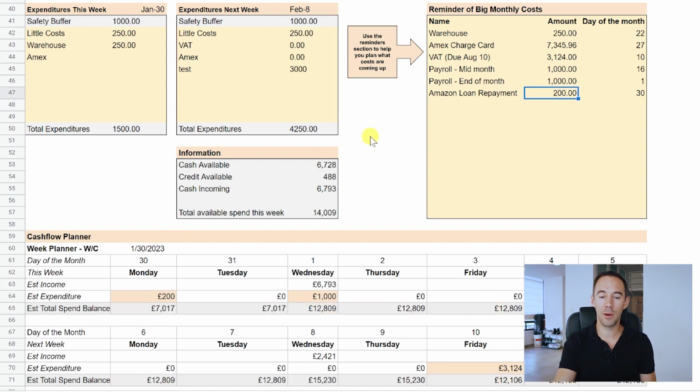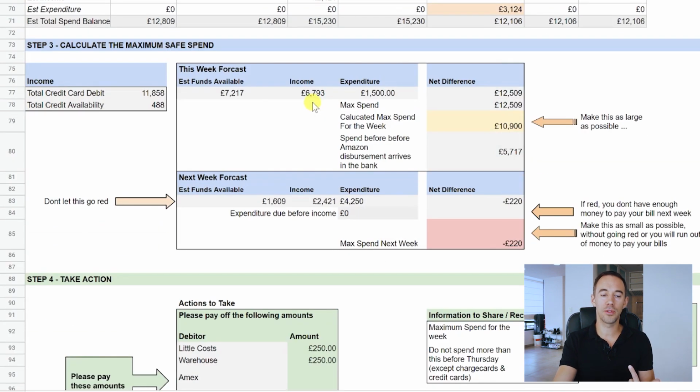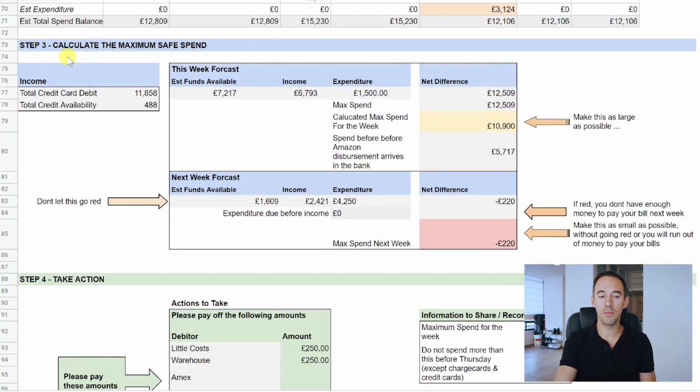Let's put that back. Now, once I put all this data in, so number one, we've done our cash, what's coming in and what the balance is right now. Number two, we've done the future costs. We're now going to move through to 3, which is the calculations. Now, what I'm looking at here is it's going to say how much money we've got coming in, credit availability. It's going to do forecasting, so estimated funds available, what my income is, and what my expenditure is for the week. And then it's going to give you a calculation.